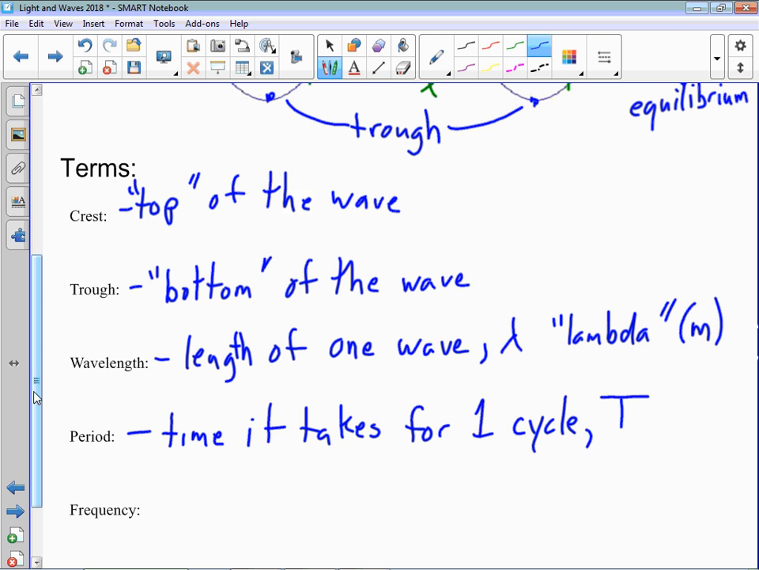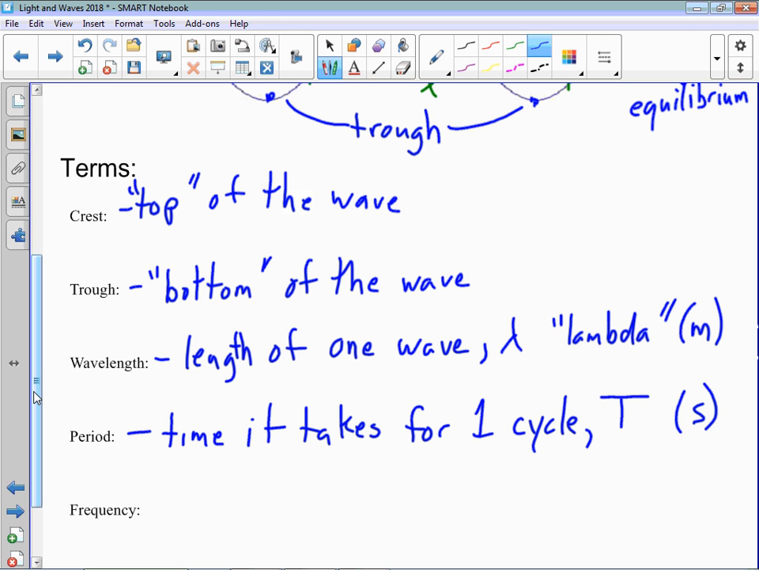It's important that when we're supposed to use lowercase letters that we do, and when we're supposed to use uppercase letters that we do that. So in this case, it's a time, so we use T, but it's not just a regular time, it's a period, so we use a capital T. And because it's measured in time, it's also measured in seconds.